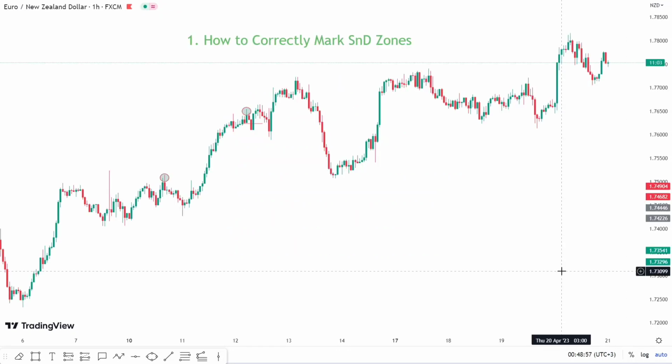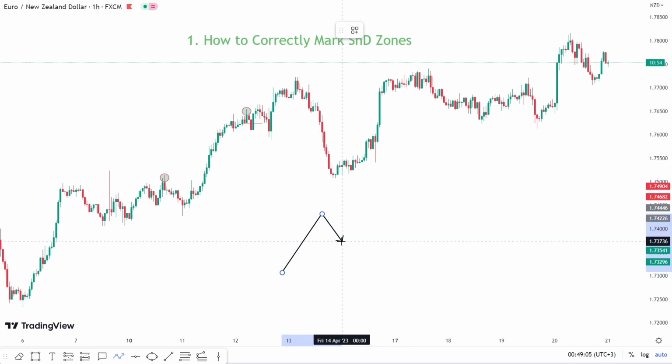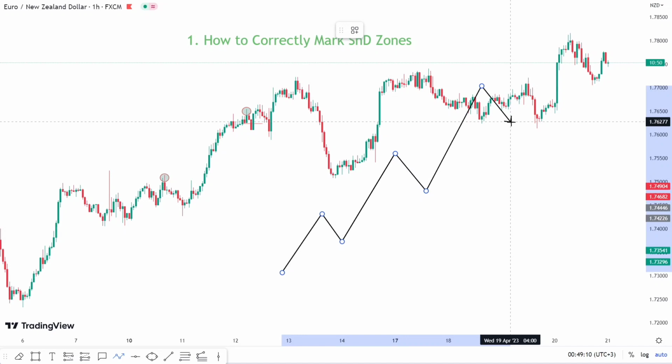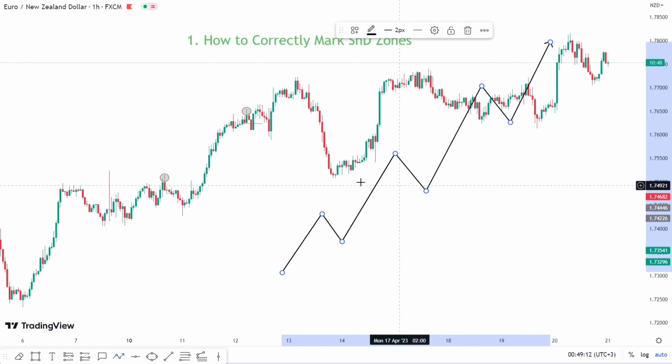So first thing, how to correctly mark supply and demand zones. I'll start with demand. So remember, every time you want to mark a demand zone, there must be evidence of a higher high and a higher low. So the series must not be so long, but at least there should be evidence of higher high and higher low.